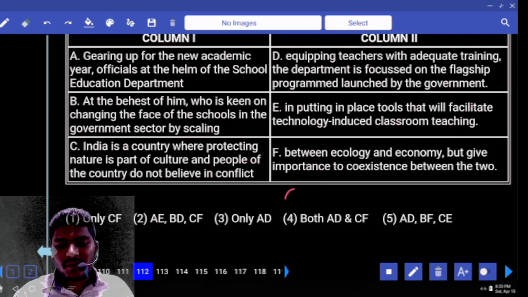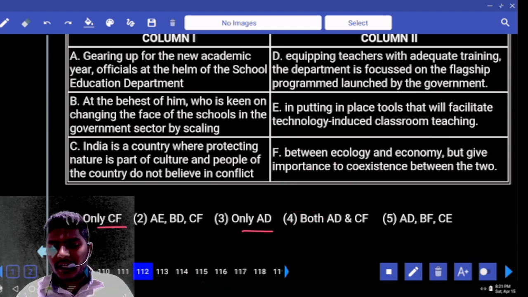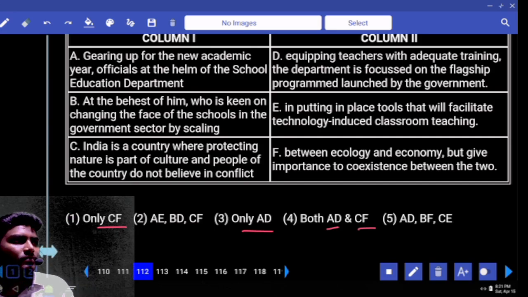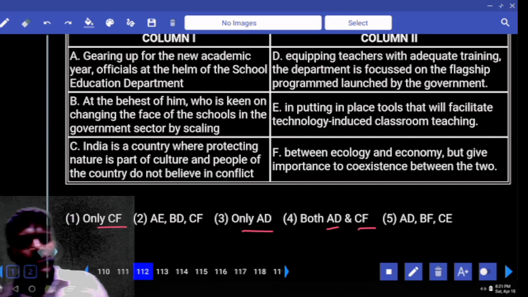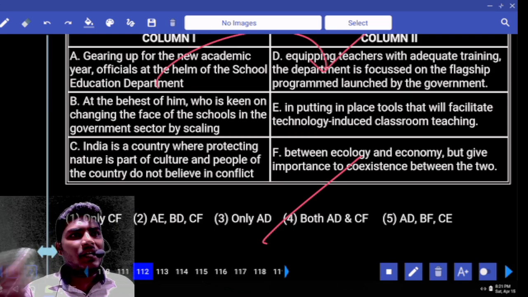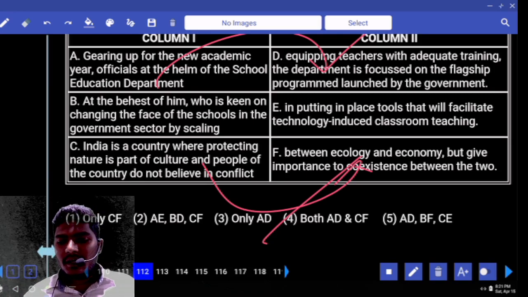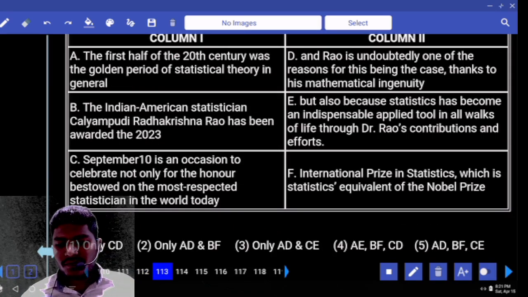So one pair that we can make absolutely fine is CF. We have both CF and AD. What's the answer? Fourth option. Why the fourth option? Here we are speaking about education. Here we are speaking about the conflict between economy and ecology. Next, move to 113.